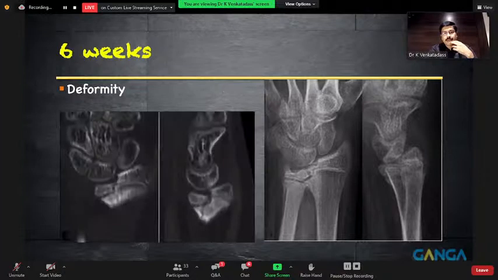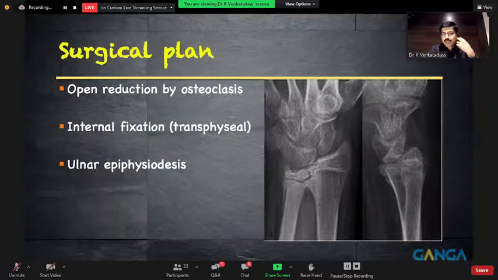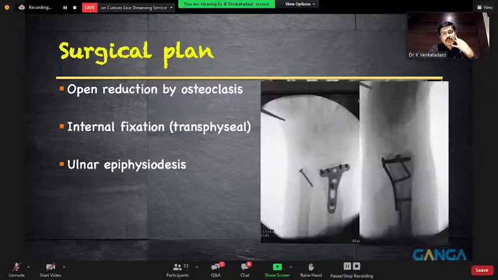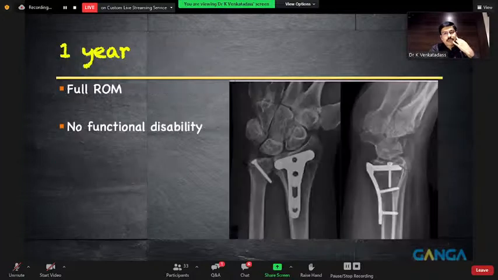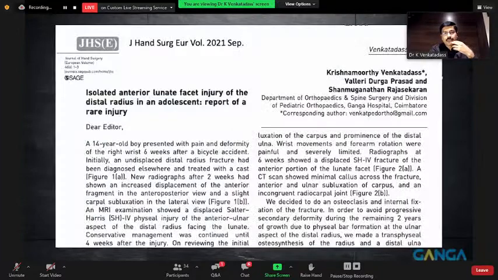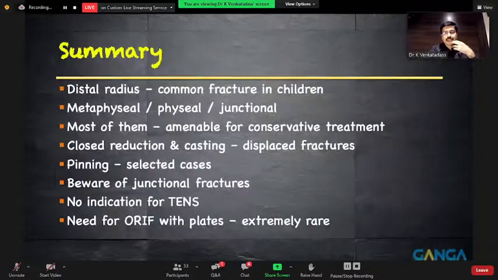with restriction of movements and deformity. And this was how he presented to us, and we had to do an open reduction and transphyseal plating. And since you are crossing the physis, you have to do an ulnar epiphysiodesis as well, because otherwise you will get an ulnar impingement. So this is how he healed, with full range of movements at 1 year follow-up without any functional disability. This was a rare injury which we published in the Journal of Hand Surgery, European volume.